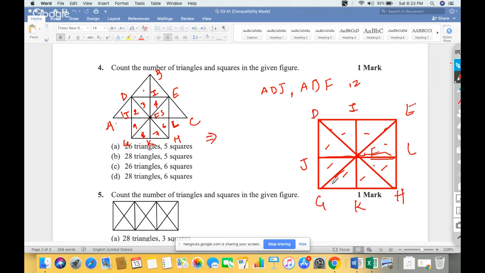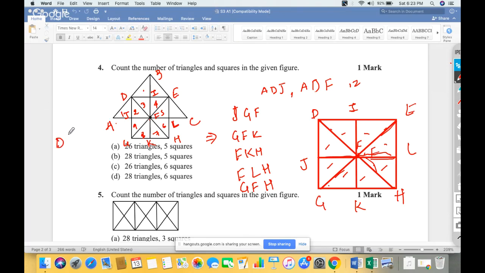Then this triangle will be taken, so 11. This triangle would be taken, so 12. And this is F. So what I am writing here: JGF is one triangle, GFK is another triangle, FKH is another triangle, and FLH is another triangle. Then this bigger triangle, which is GFH.